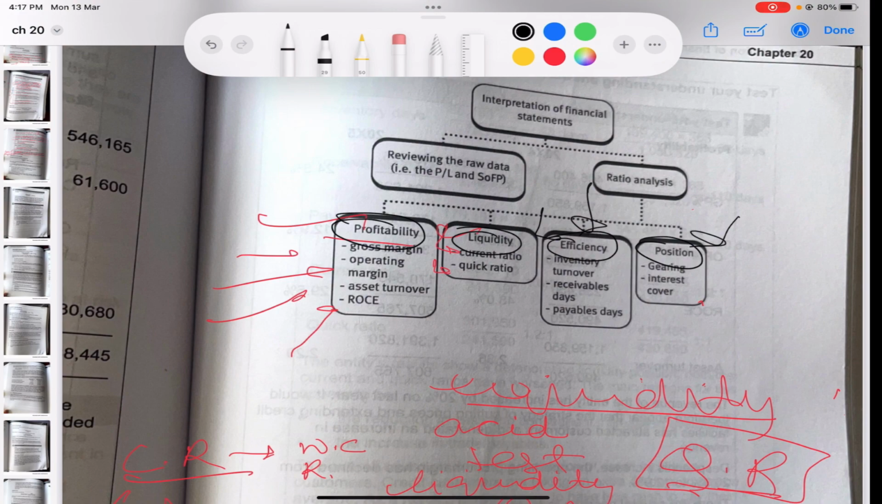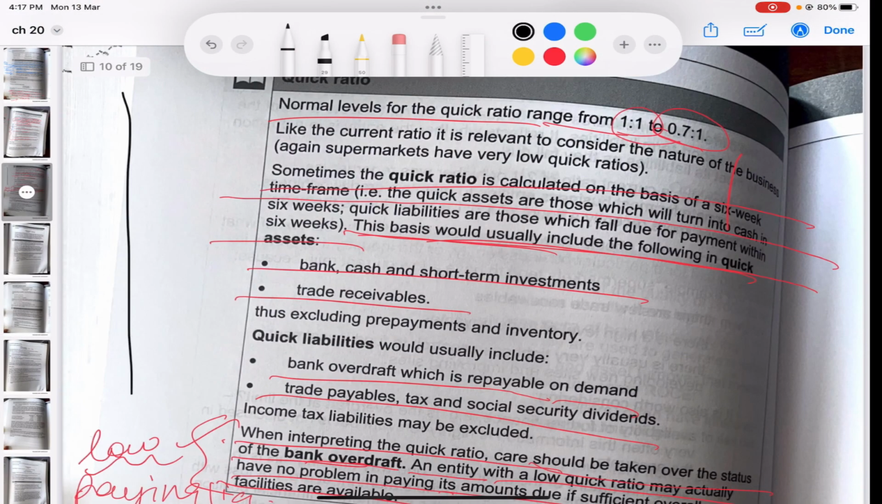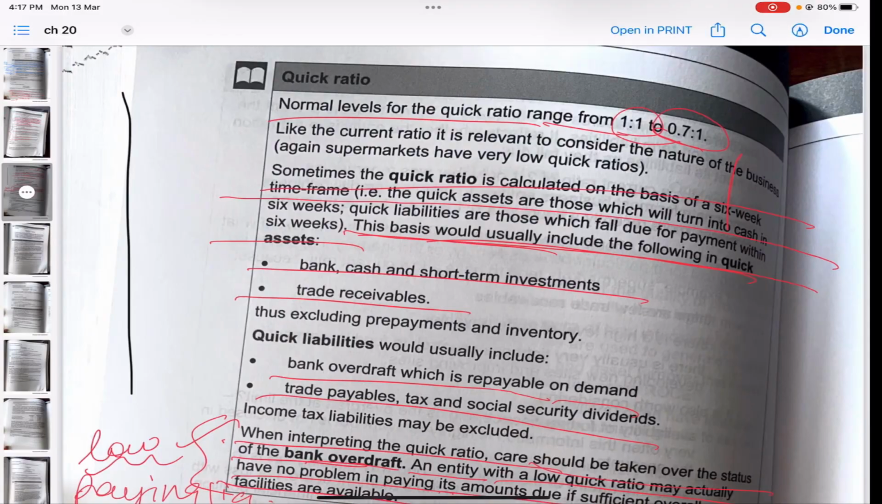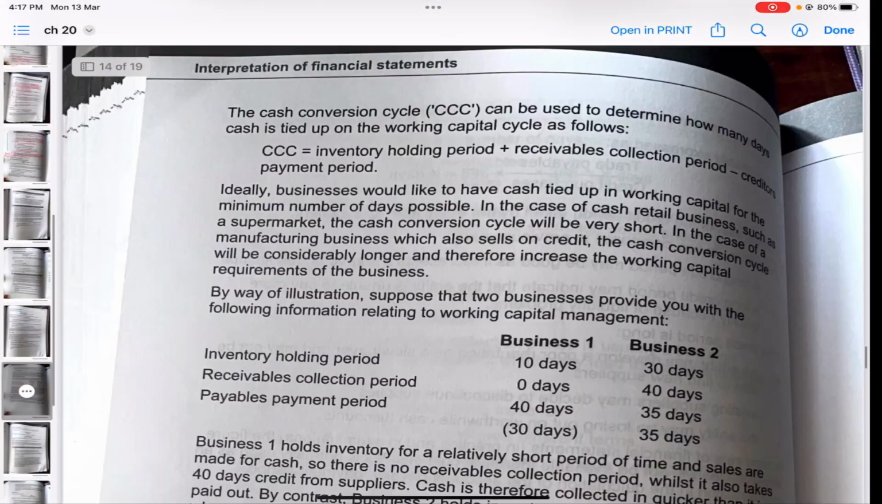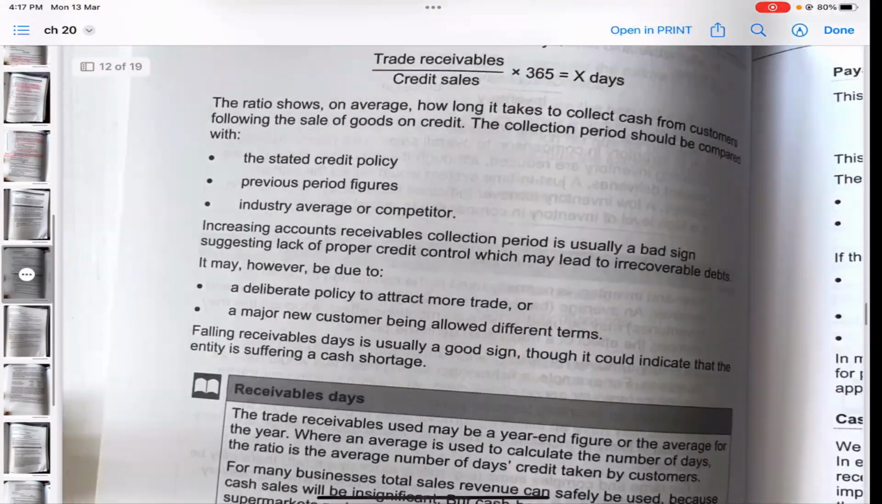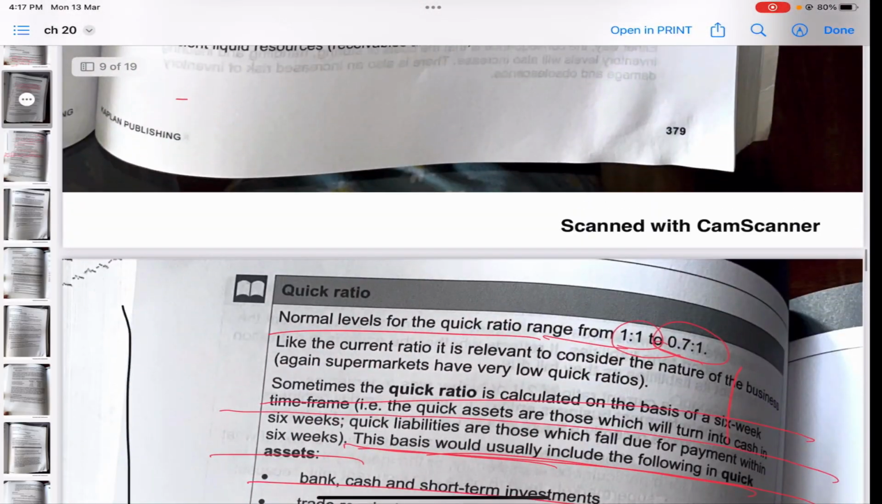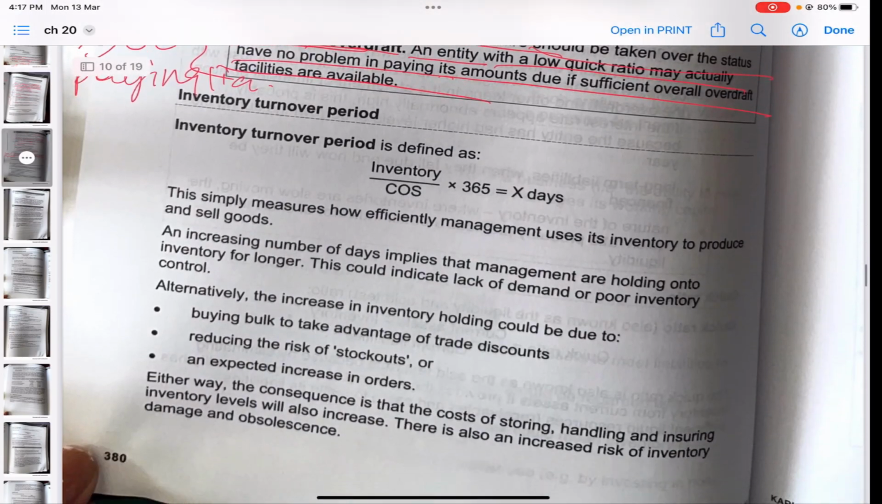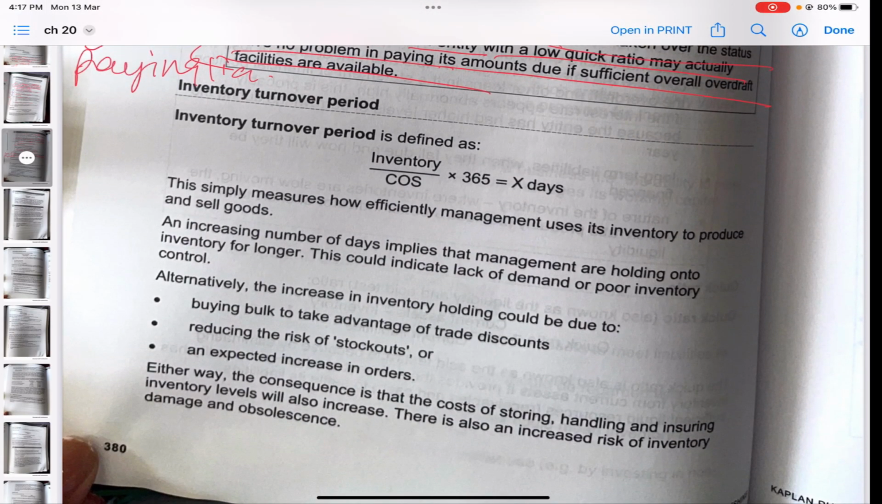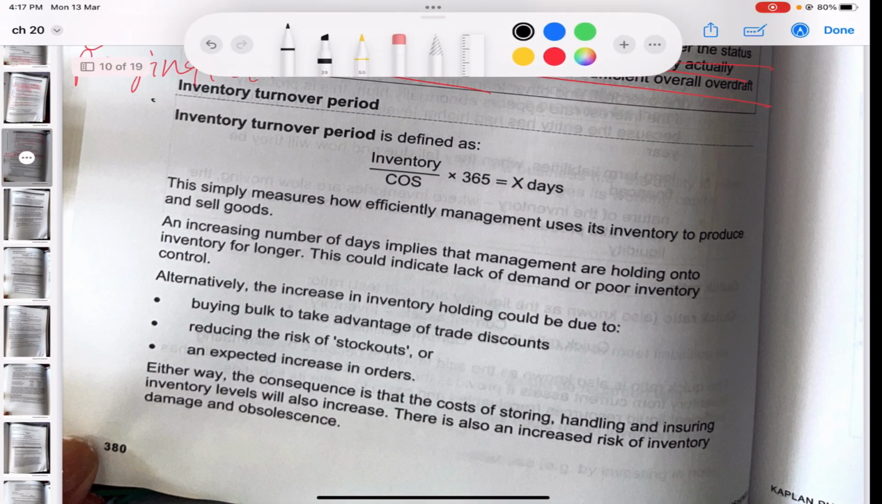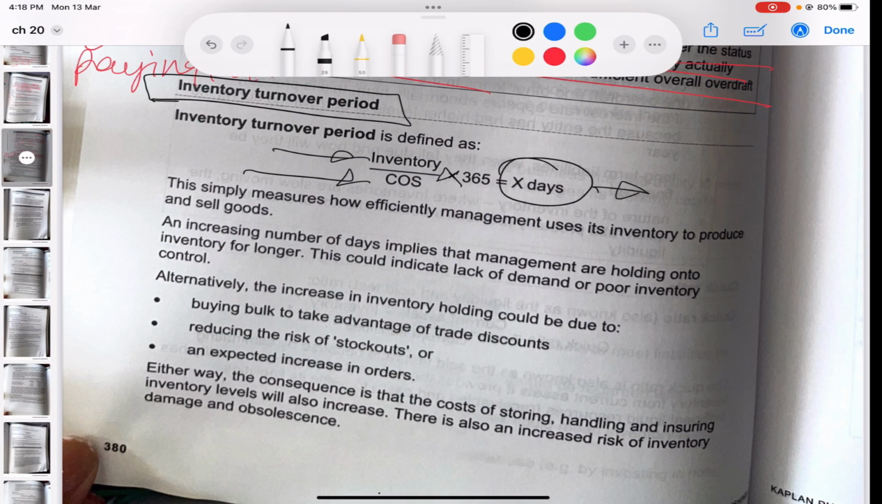Now we are going to start with efficiency ratios. What are efficiency ratios? Let's quickly see that. Before everything, let's start with a specific topic, which is the inventory turnover period. What does the inventory turnover period mean? Inventory upon cost of sales multiplied by 365 will give you the days, which is the inventory turnover period.